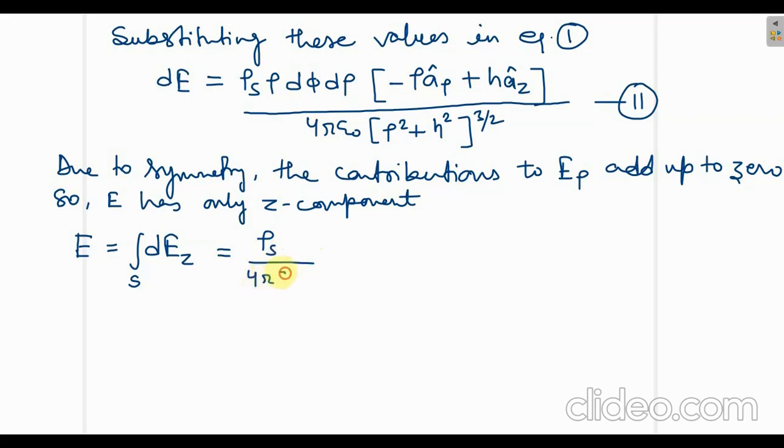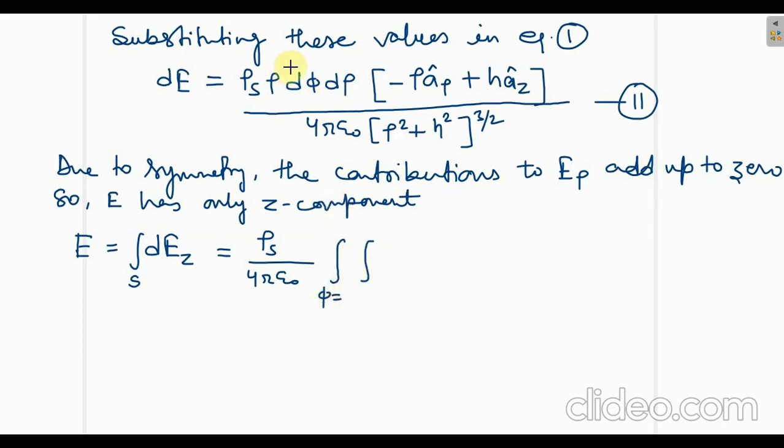So rho s upon 4 pi epsilon 0, they are the constants, and since it is a surface integral, we have the two things, d rho d phi. There are double integrations, so we have to integrate with respect to phi also and rho also, because there are two differential terms here, so we will use the double integration.